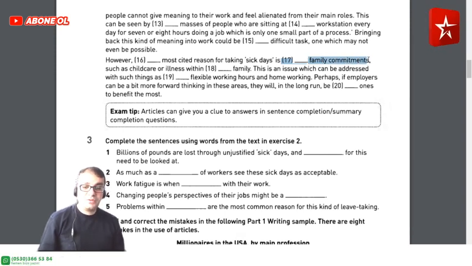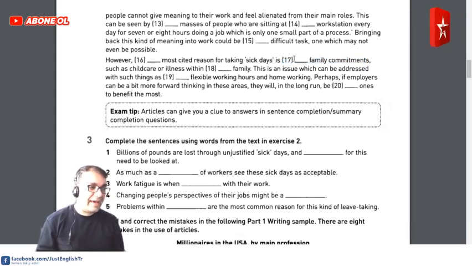Family commitments. What do you think? This is a bit tricky because it's a part and group at the same time. So what do you think? Come on, it's a tricky one, I think. Come on, give me an answer. What do you think? Well, Nisanur said a family. Gökhan said a. Okay, the right answer is no article at all. There is nothing. Family commitments.